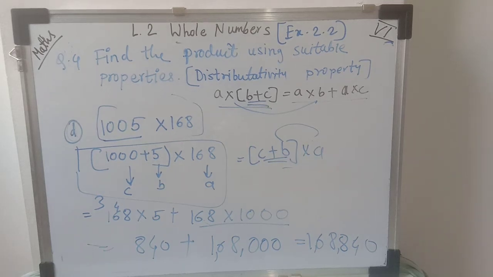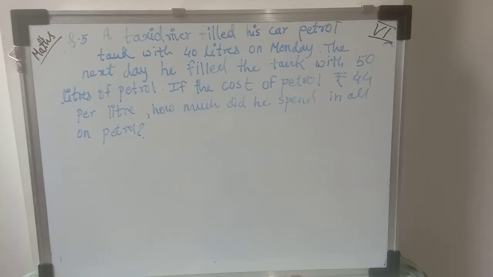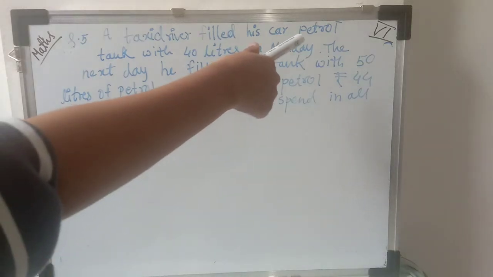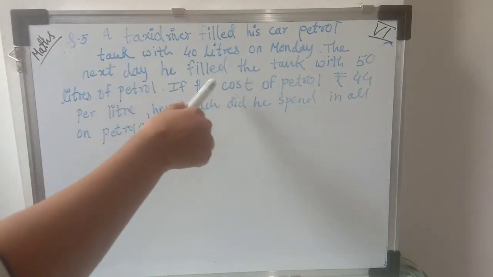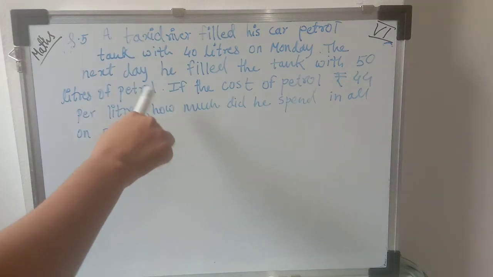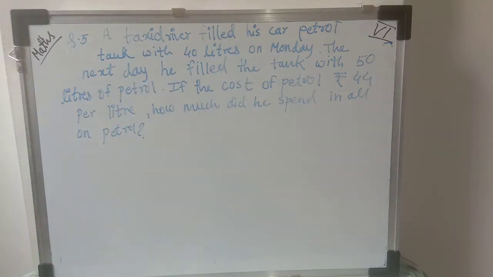Okay, now question number 5 is a word problem. Okay, and this word problem is very easy. Once you understand what they are saying, it will be very easy to solve these examples. Okay, and question number 5 is: a taxi driver filled his car petrol tank with 40 liters on Monday. The next day, he filled the tank with 50 liters of petrol. If the cost of petrol is rupees 44 per liter, how much did he spend in all on petrol?